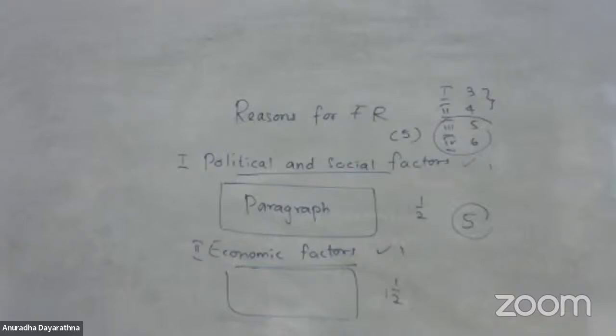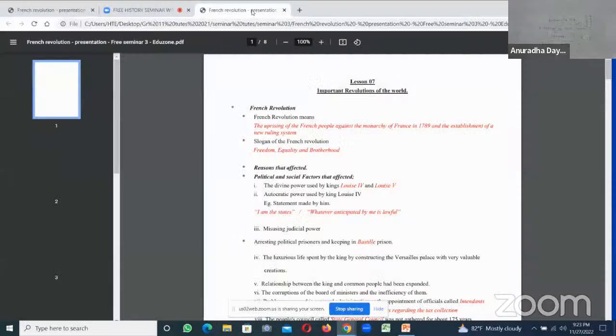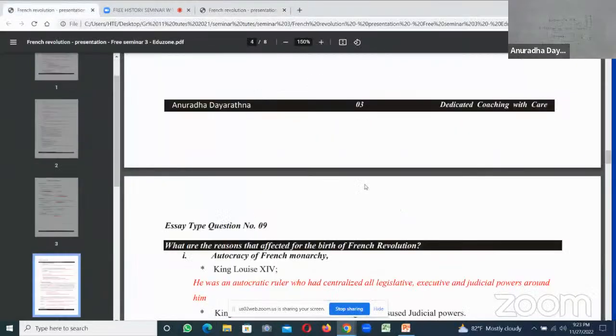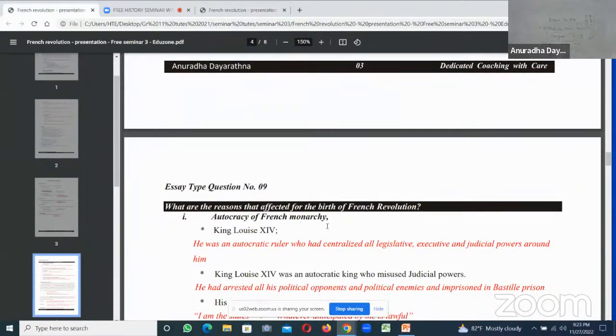Once again, see the answer. You can write this in this way. So see, autocracy of the French monarchy, I have taken as the first heading. What are the reasons that affected the birth of the French Revolution? I have taken autocracy of the French monarchy. I'm writing about King Louis XIV. Here I did not write it as a paragraph, only as point form, but you must write as a paragraph. Point form is not expected.